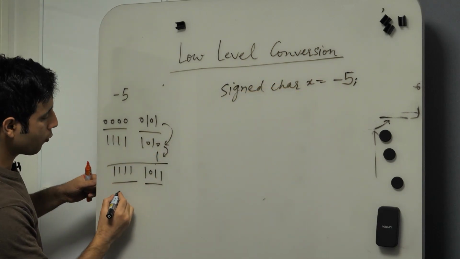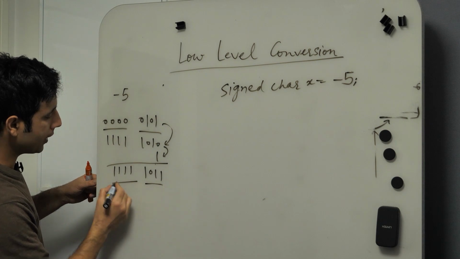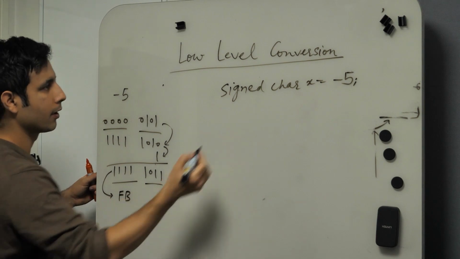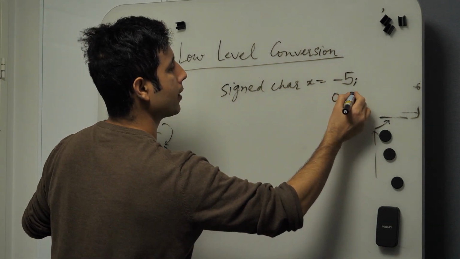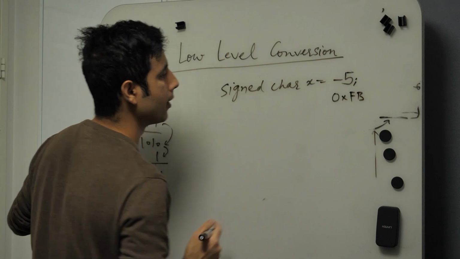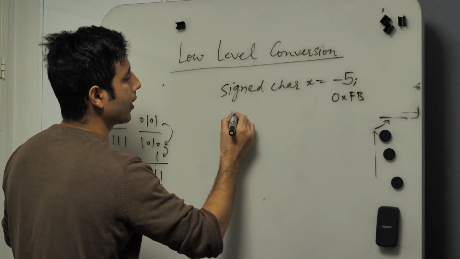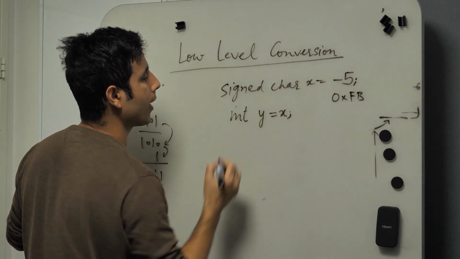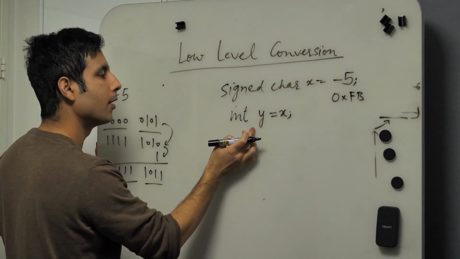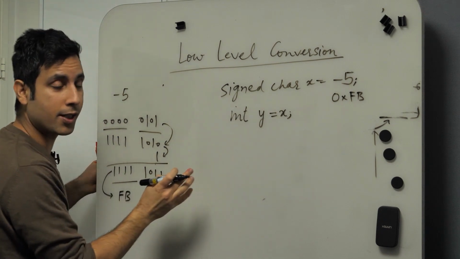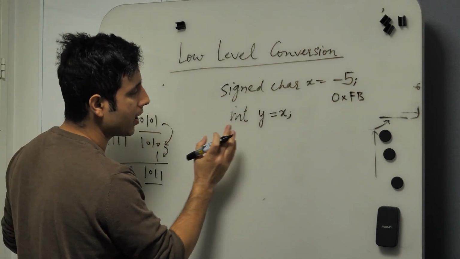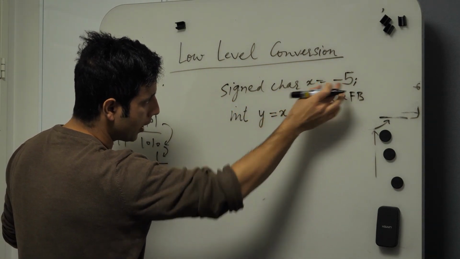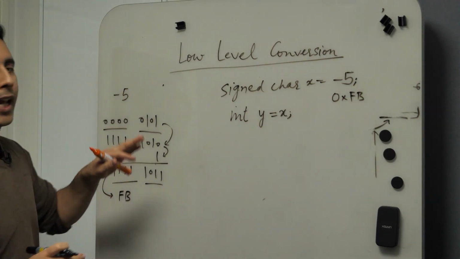Now it's easier to talk about these bit patterns in hex. So this would be F and this would be B. So in memory, we can say that this is FB, right? Now if we have another data type, int y, and we say int y is equal to x, essentially we are putting a smaller data type into a bigger data type. So this is extension. And when extension happens with signed smaller data types, sign extension happens.